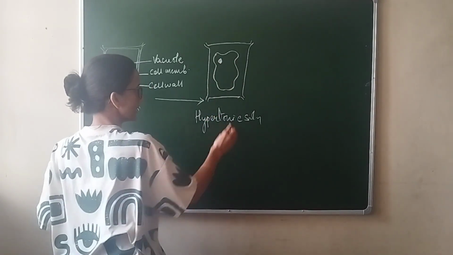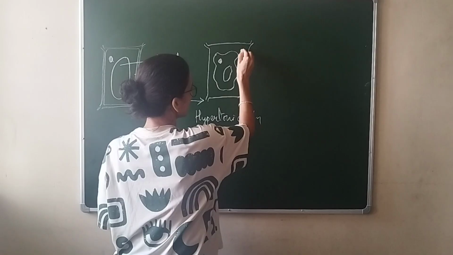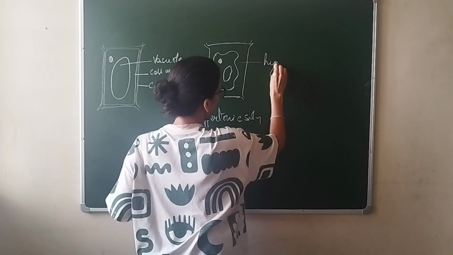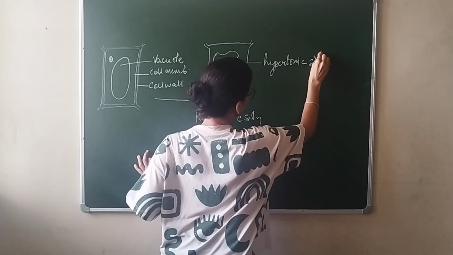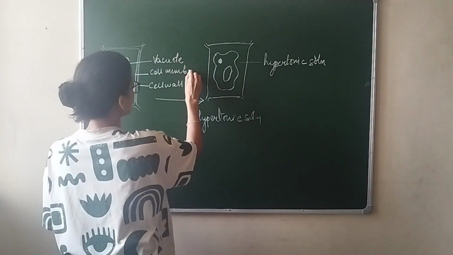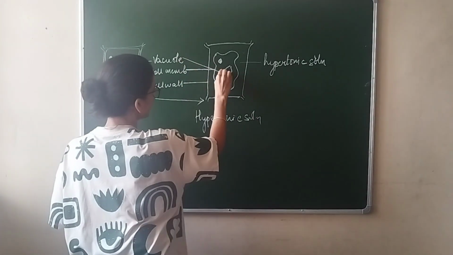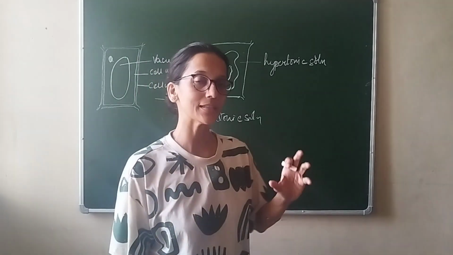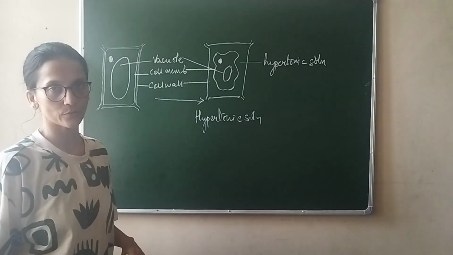The nucleus remains as it is, but the vacuole also decreases in size. So now you can see there is a gap. This gap is going to be filled by the hypertonic solution. This is the cell wall, this is the cell membrane, here is the vacuole. So here you can see the content of the cell shrinks when it is kept in a hypertonic solution.